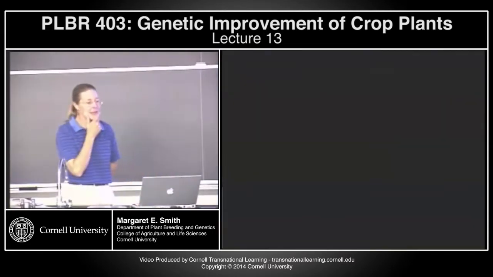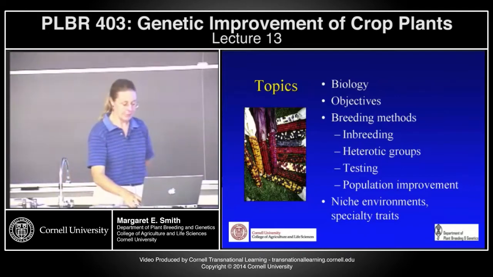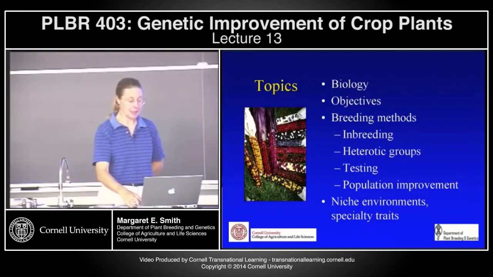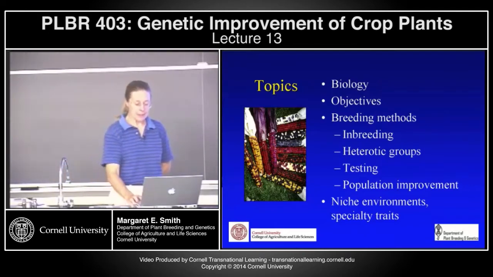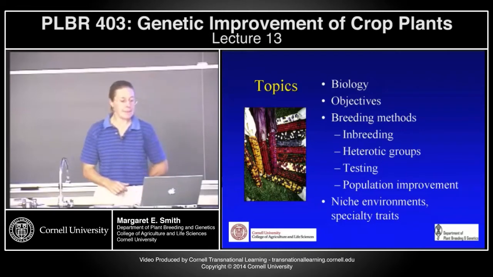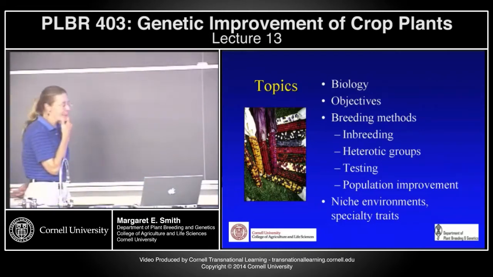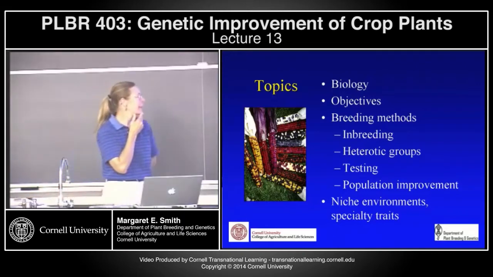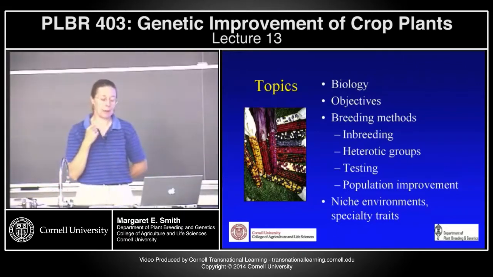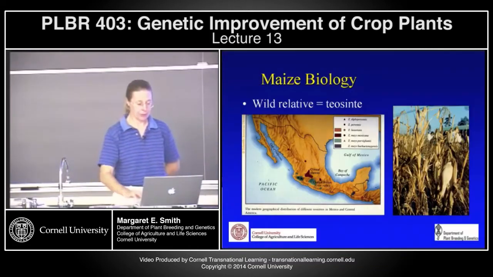What I'm going to try and cover today is first a little bit about the biology of the crop. Just, what is it that makes one make the choices we have to make in maize breeding? Some of the objectives, because those are always the thing that is going to guide your breeding choices. We'll talk a bit about breeding methods, since this is a methods course. And I'll cover inbreeding and heterotic groups, a little bit about testing, and a little bit about population improvement, because all of those are methods that one uses in the world of maize breeding.